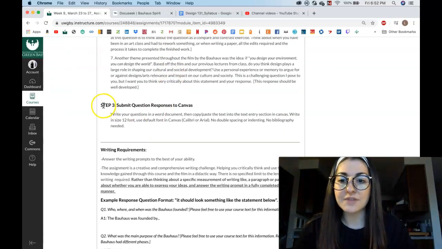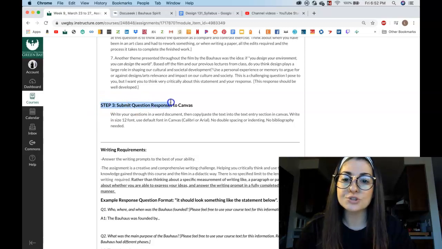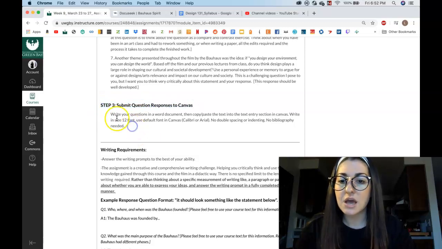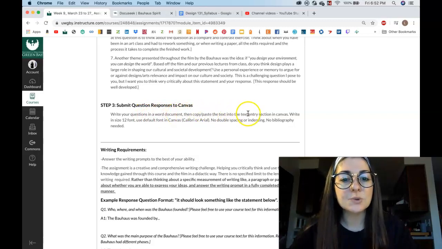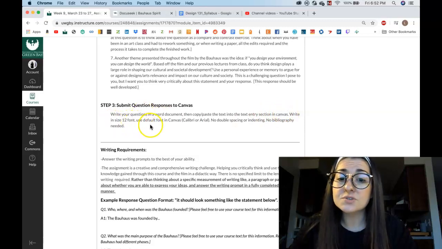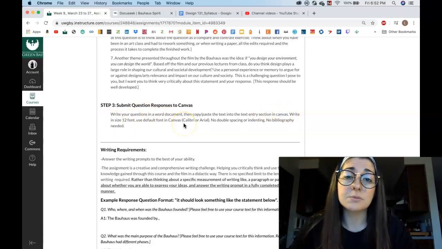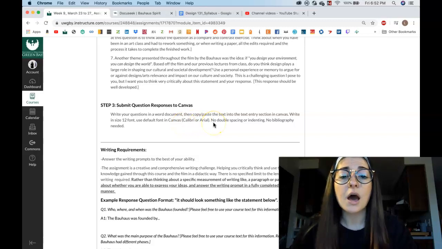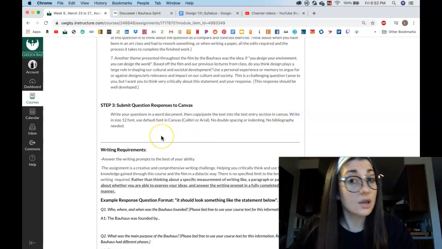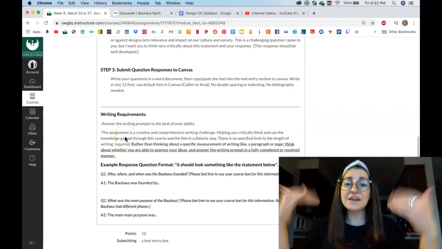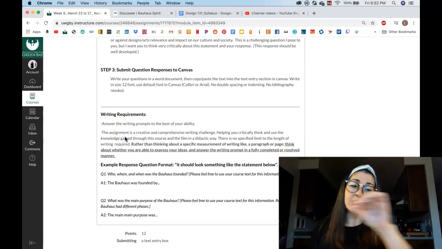All right, so after that, step 3, submit question responses to Canvas. So write your question responses in a Word document. I always recommend that. Then copy paste the text into a text entry section in Canvas. Write in size 12 font. Use default font in Canvas, which could either be Calibri or Arial. Do not double space or indent. No bibliography needed.